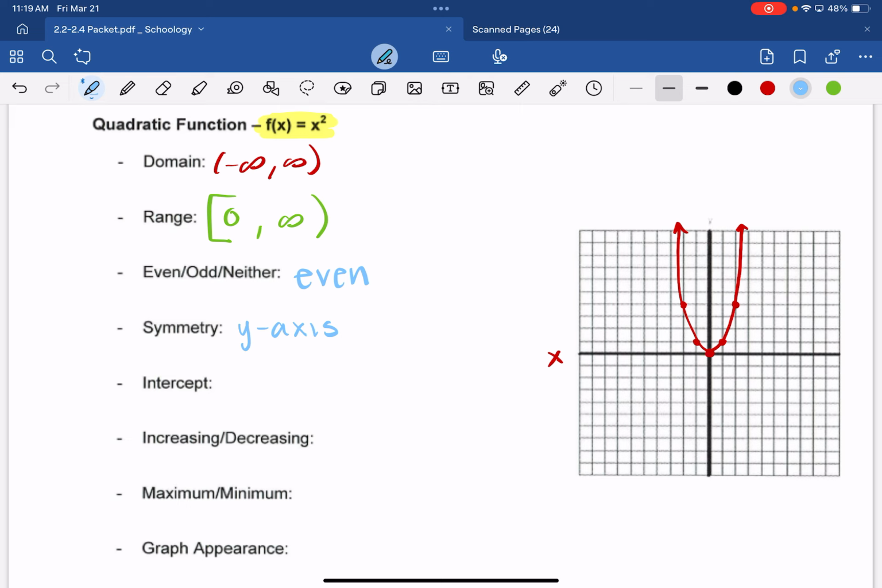Okay. My intercept, where it crosses my y-axis, is 0, 0. So where it crosses my y is my intercept.